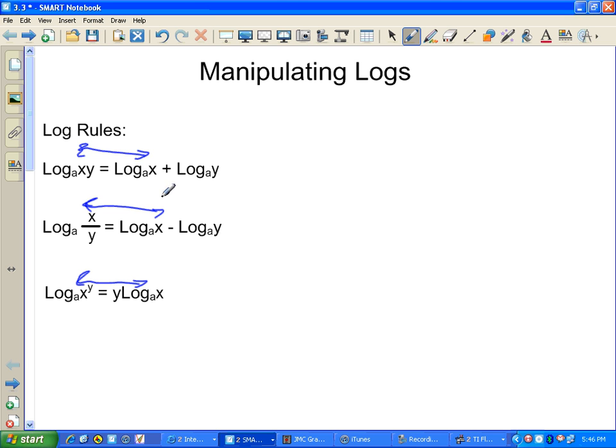Okay, so there's two kinds of directions you're going to get. They're either going to tell you to expand. Okay, if you want to expand the logarithm, you're going to be taking a single logarithm or multiple logarithms and trying to get as many different log sums or differences as you can. If you're condensing, that's going the other way. You're going to try to get just a single log. And we'll practice both of those, and both of those are included in your packet.